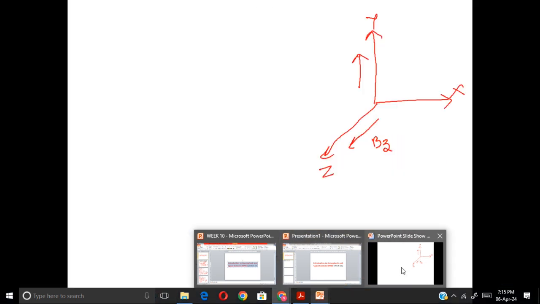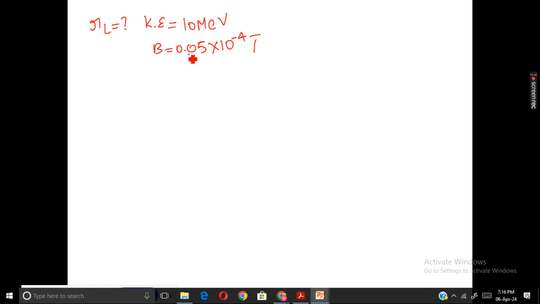Okay, can you tell me the values again? Okay. 0.45 into 10 raised to minus 4 Tesla, right? Okay, 0.45 into 10 raised to minus 4 Tesla.